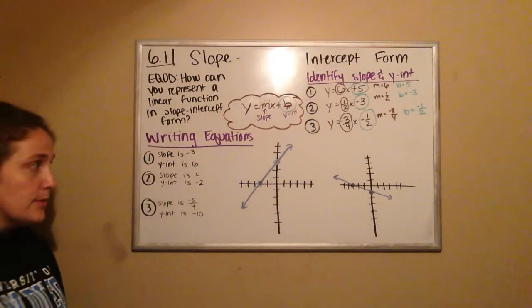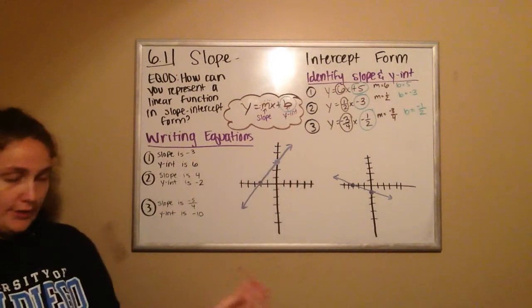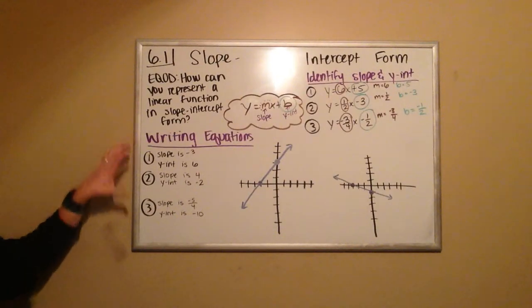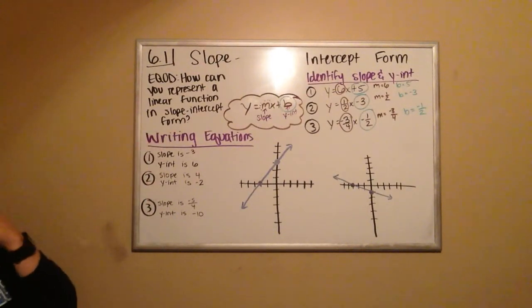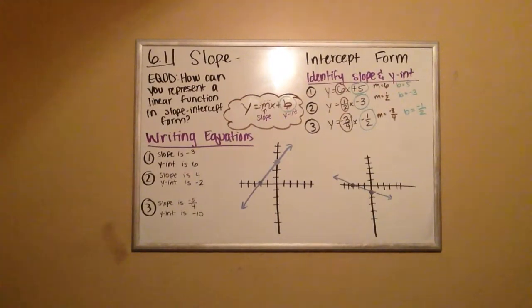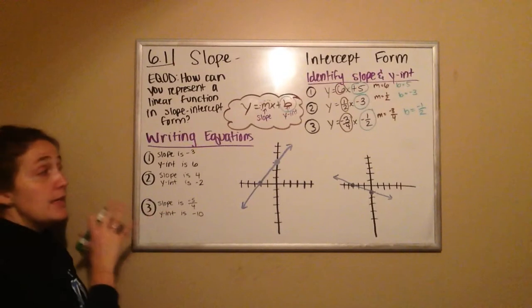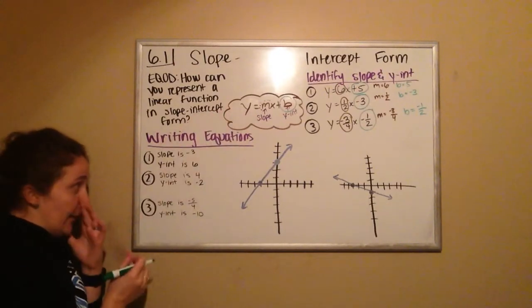I'll give you some practice problems in a little bit, but I want to finish up all of this first. Next part we're going to look at is actually writing equations. So given information, how do we write the equation? Alright, so the first one tells us, well, the slope is -3 and the y-intercept is 6. It should be as simple as plugging those values into our equation.